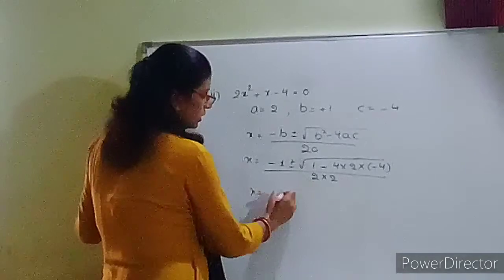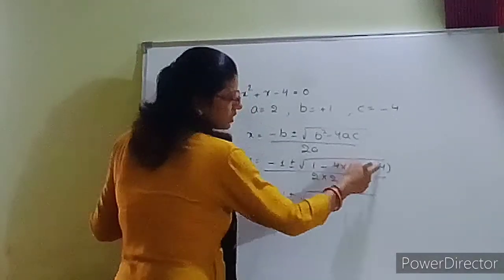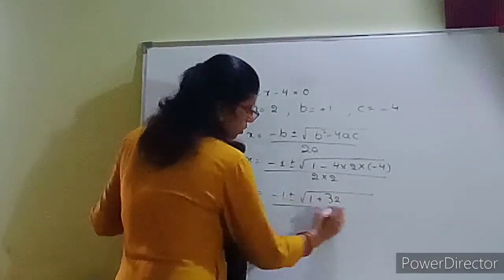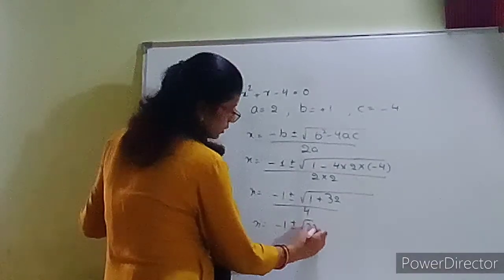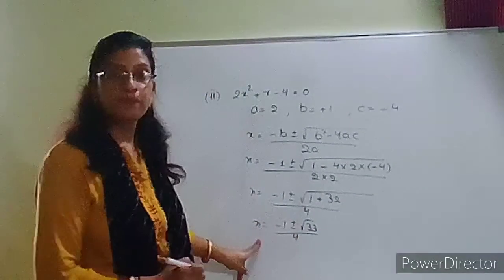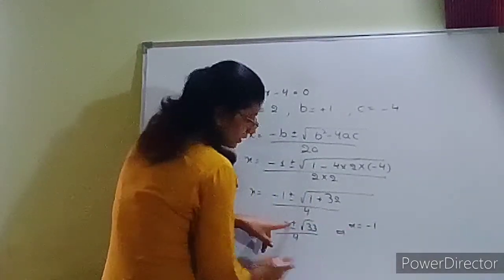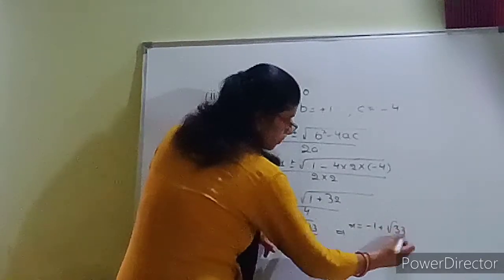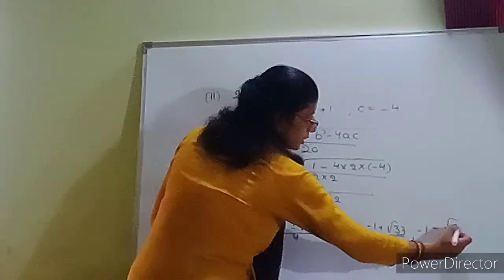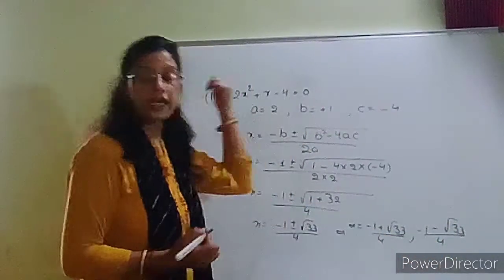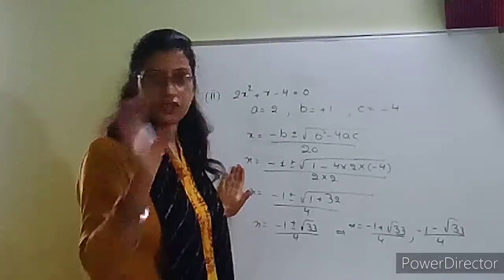So x is equal to minus 1 plus minus root of 1 minus minus, plus 4 fours are 16, 16 twos are 32, upon 4. So you will get x equals minus 1 plus minus root of 33 upon 4. Got the same answer? That means x is equal to minus 1 plus root 33 upon 4 once we take the positive value, and the second time we take the negative value, minus 1 minus root 33 upon 4. The same answer you were getting in the previous question also. Okay, this is clear. So this was the second part.